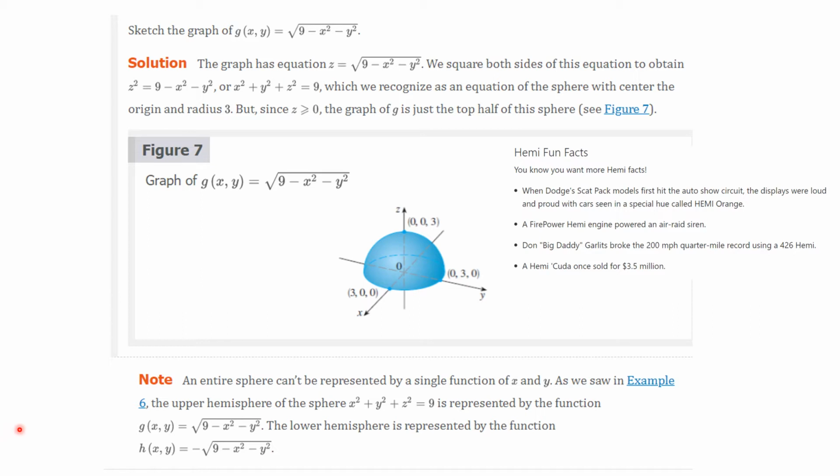Now note, an entire sphere can't be represented by a single function because it would have multiple values, and as you know, a function has one value. So this is the upper hemisphere, and the lower hemisphere would be represented by this. And in some graphing techniques, like on the TI-83, to get the entire sphere, you'd have to graph both of those on the same coordinate plane.